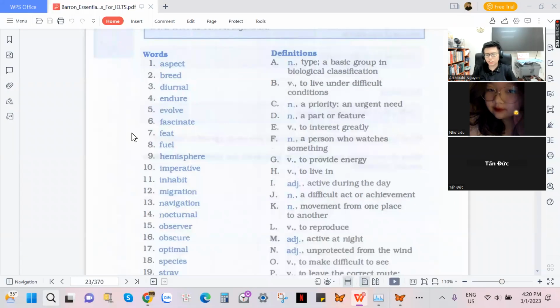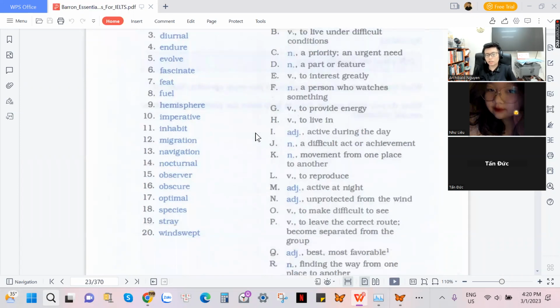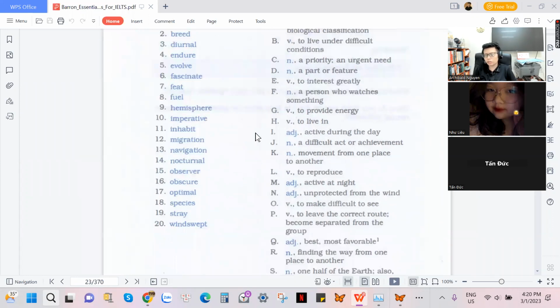Okay, the recording function has been set. And here's the list of the words or the vocabs we need to go through today. And let's jump from word number 11 to 12 and 13.